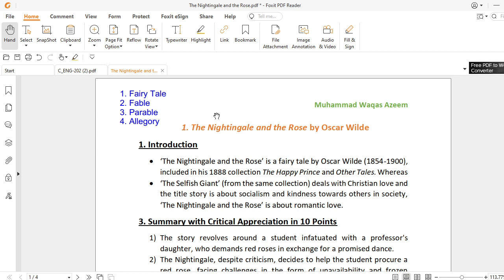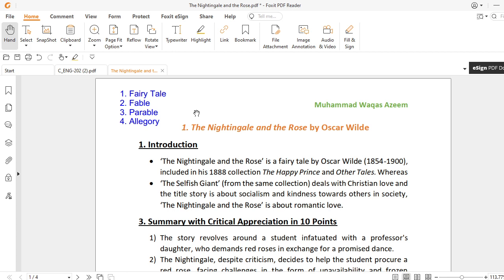For example, there is another story written by Oscar Wilde, The Happy Prince. The Happy Prince is also a fairy tale. Then we have fable and parable. They have similarities, but they are also different from each other. The fable has animals as the characters, and the purpose of a fable is to teach a moral lesson. On the other hand, a parable does not have animals as characters, but human beings. The purpose of parable and fable is to teach moral lessons, but you can see the differences between the characters.